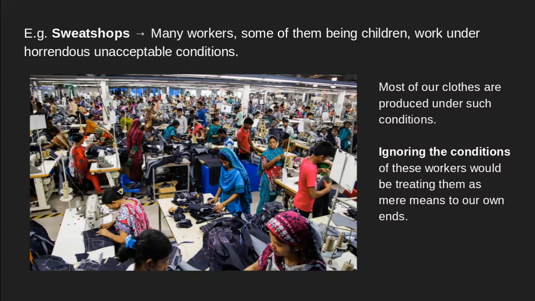So we are using these people as a means to attain our goal of getting our garments or shoes or toys. We are using them as a means. We are just benefiting from their labor. But ignoring the conditions of these workers would be treating them as mere means to our own ends. If you are not paying attention to the working conditions that these people are working in, for instance, if you are not taking part in a promising boycott when they're protesting these sort of working conditions, if you're not taking it seriously, then you're not only using these people as a means, which is acceptable sometimes, but you're also using them as a mere means, which is not acceptable according to the Kantian categorical imperative.